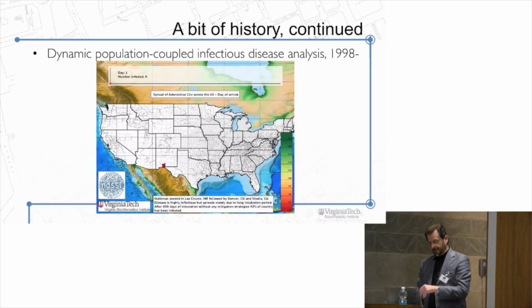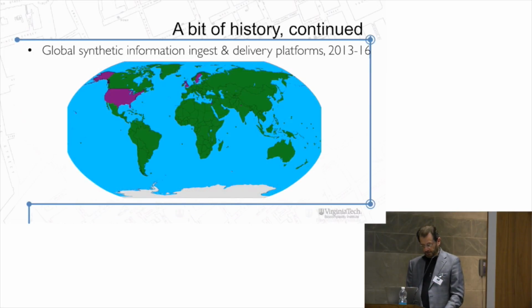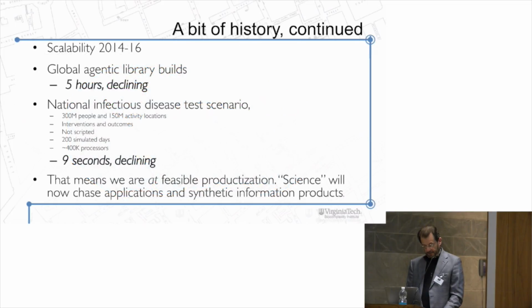This is sort of the end state where we were a couple years ago, but it started in 1998. And eventually, this global synthetic information ingest and delivery platform between 2013 and '16. So scalability between '14 and '16 is global agentic library builds. I'm not talking about building the whole thing from scratch, which can take a few days. It can be done in about 5 hours. That number is declining. National infectious disease test scenario is 9 seconds and declining.